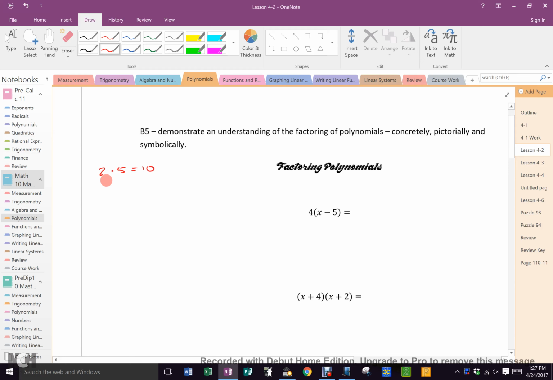Okay. 2 times 5 equals 10, yeah? Everyone agrees? No problem there, right? Now you've got to think back to grade 3 with Mrs. Crumble, and we've already done this a bit this year. These are factors, right? Because I multiply them together. This is a product.